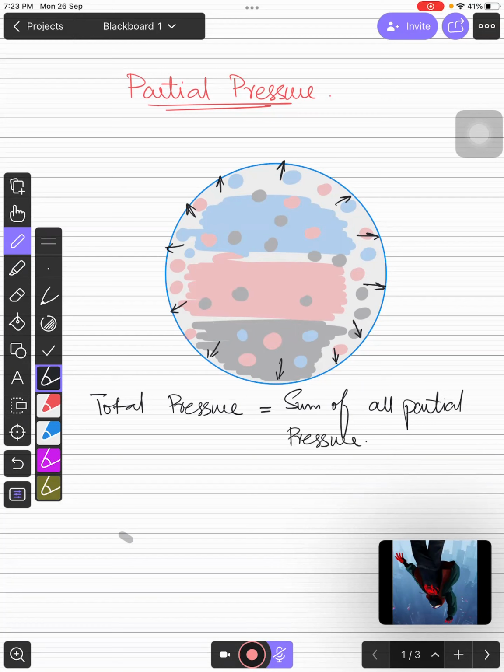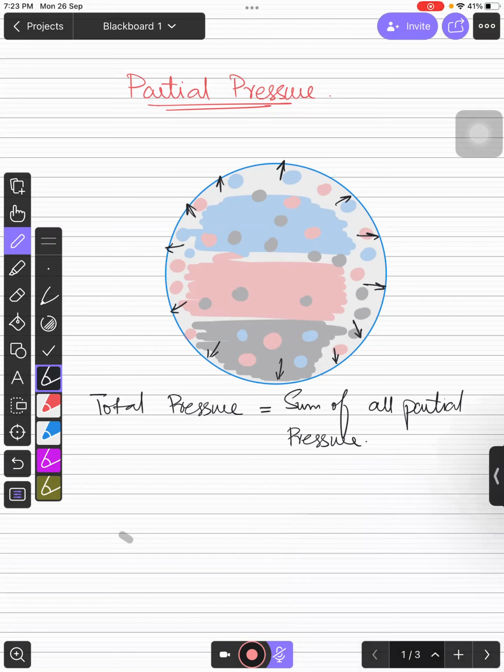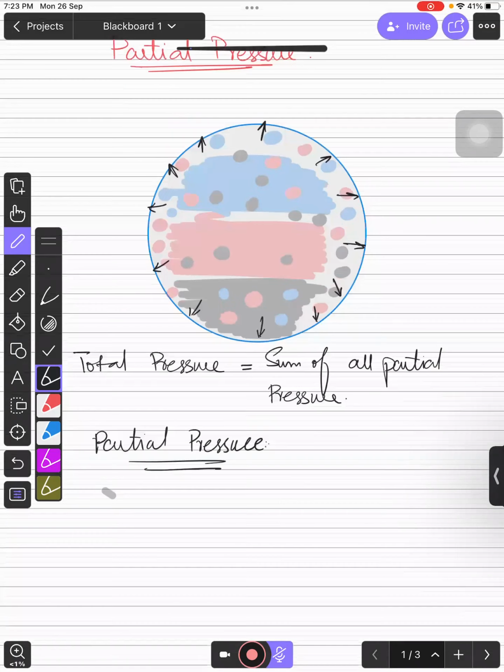Partial pressure is actually the pressure from each gas. What is the pressure of each gas? How can we find it out? For example, if the total pressure is given to you, how can you find out the partial pressure of each gas?